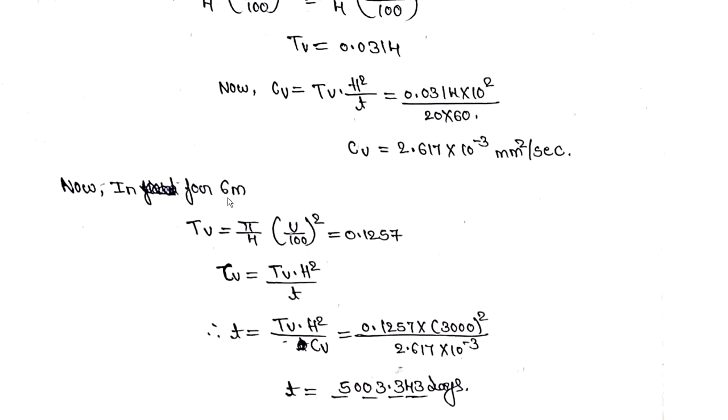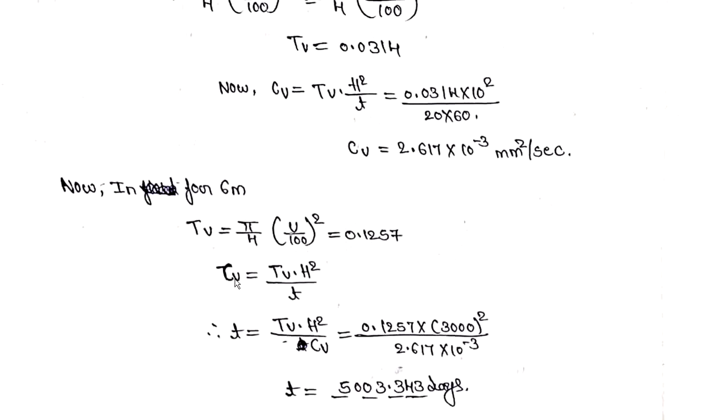Now let us consider the 6 meter thick layer. They have asked us to find the time taken for this 6 meter layer to reach 40% consolidation. So I can find TV. TV is equal to pi by 4 into U divided by 100 whole square. The value of U here will be 40, so 40 is the substitution I have to do. Remember, you have to substitute it in percentage. After substituting, TV is equal to 0.1257.